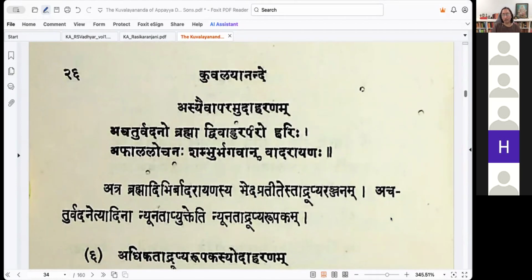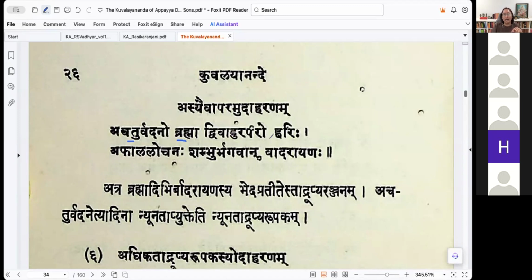The example, aparam udaharanam, is very easy. Achatur vadanaha brahma dvibahuhu aparaha harihi aphala lochanaha shambhuhu bhagavan badarayanaha. Badarayana is Vyasa. Vyasa is Brahma, but he doesn't have four faces. So tatra chaturvadanaha achaturvadanaha iti nanya tatra nyunatvam drishyate.